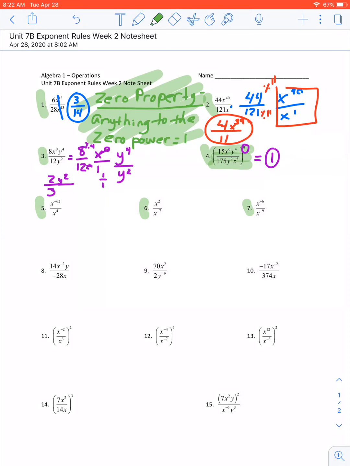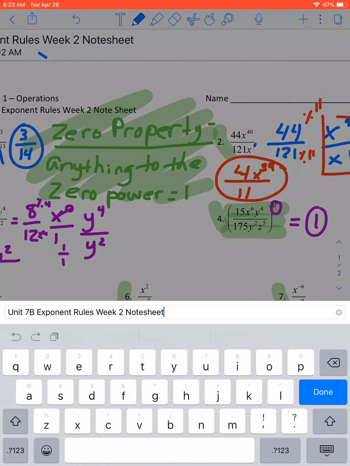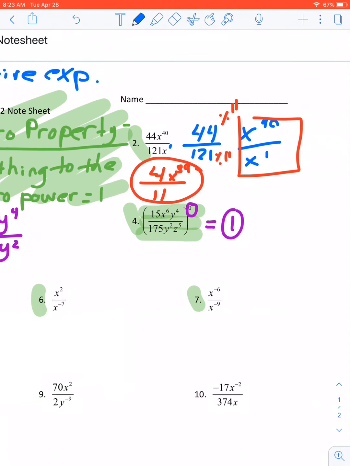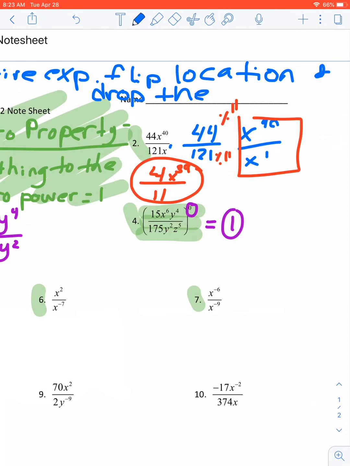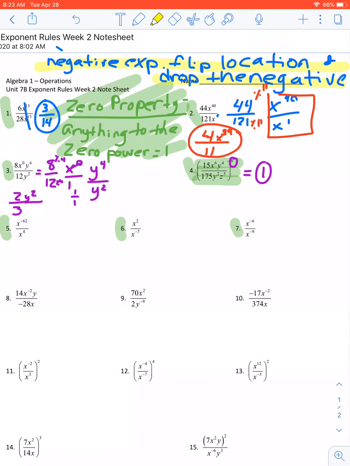So, negative exponents, what exactly does it mean? Well, if you look at the note sheet that is also online, a negative exponent just kind of tells you to flip the location of where you're at. So let's look at that. A negative exponent, you want to flip the location and drop the negative. So a negative exponent, you're going to flip the location and you're going to drop the negative.